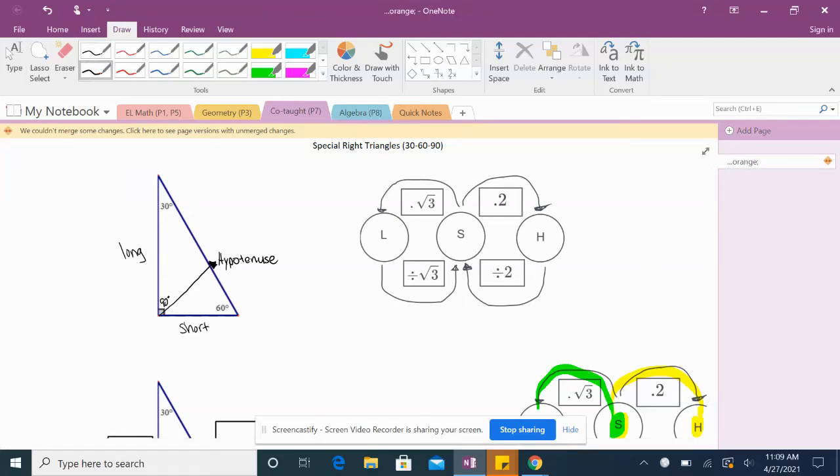This video is on special right triangles 30, 60, 90. Here we have a 30, 60, 90 triangle. The short side is always between 90 degrees and 60 degrees. The long side is always between 90 degrees and 30 degrees. And the hypotenuse is always across from the 90-degree angle.